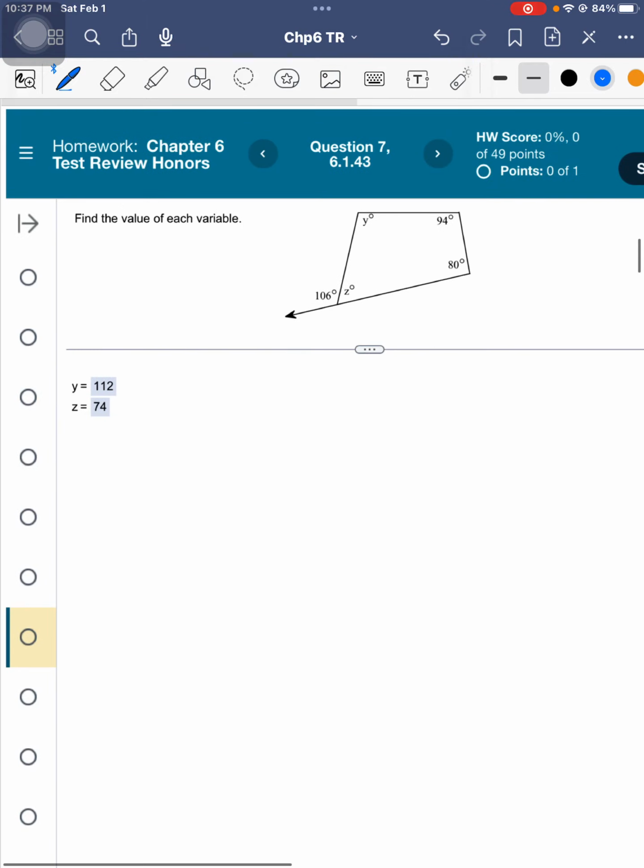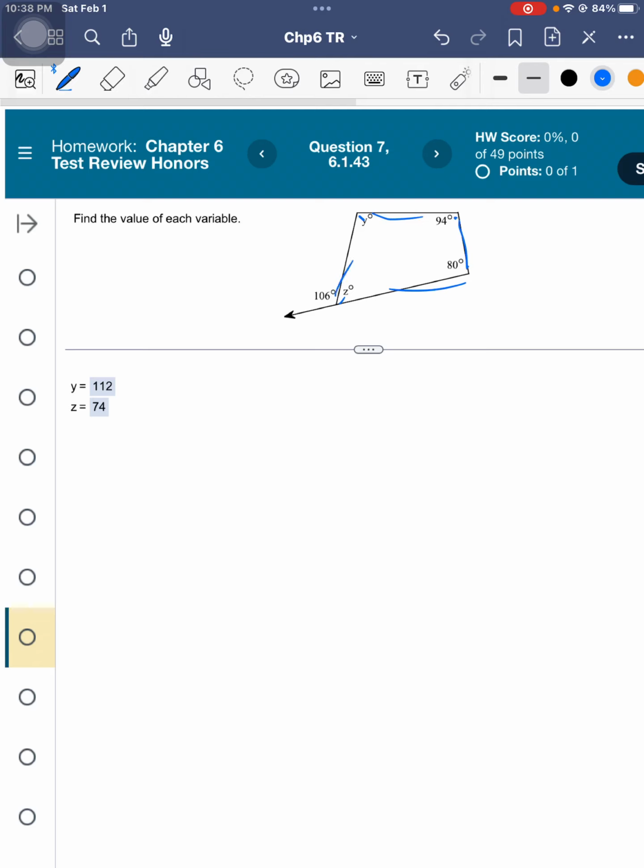Next one. Find the value of each variable. Okay, well, here I have 1, 2, 3, 4 angles, or 4 sides. So I know I have a quadrilateral. So that means they all have to equal 360, but there's an issue that I have a z and a y. I can't put all these together because I won't be able to solve for anything, right? Because I need just one variable.